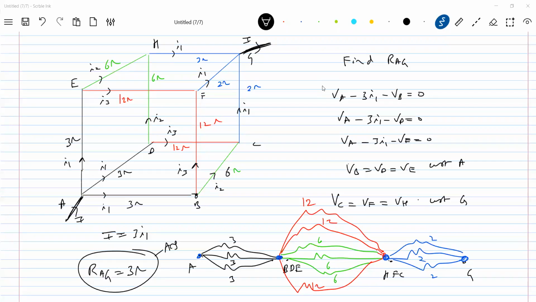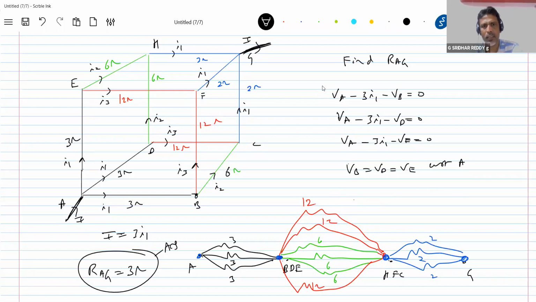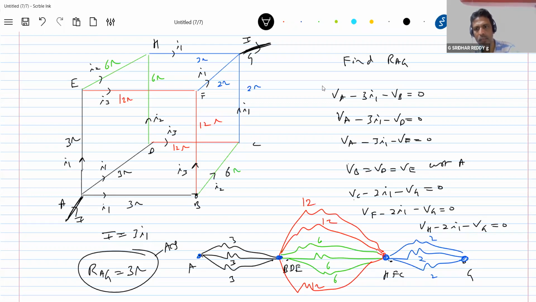Sir, can you repeat the second thing, sir? Second equation. This one? VA minus 3I1 minus VD equals 0. This one only? Not that, sir. VC is equal to VF is equal to VH. How did I get it? I think I'll write it. Everyone is asking. I'll write this equation. VC minus 2I1 minus VG equals 0. VF minus 2I1 minus VG equal to 0. VH minus 2I1 minus VG equals 0. So finally, what do I end up with?